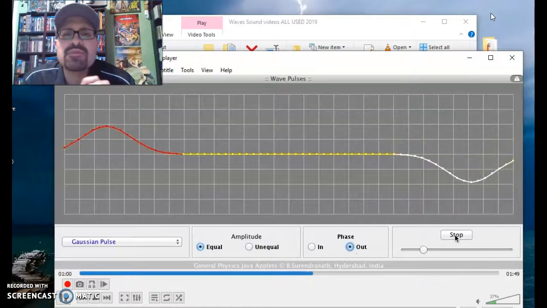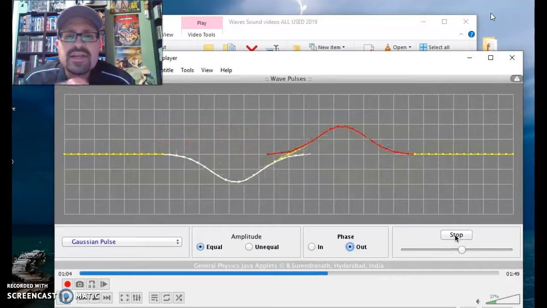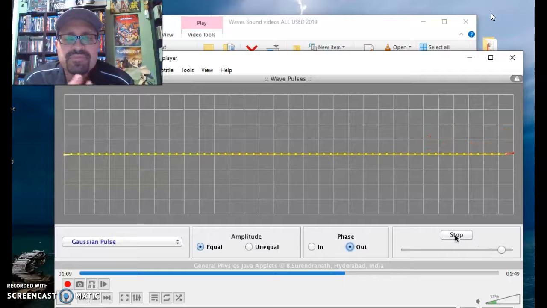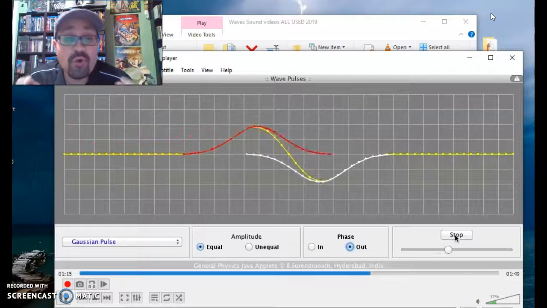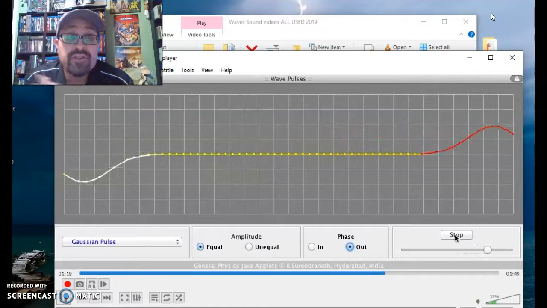Here comes destructive interference. So if you pause the video right there, you'll see that the two waves being out of phase will destroy one another, creating a net zero result for the moment that the two waves are at the same place at the same time. Of course, after that interference, the two waves go their separate ways.